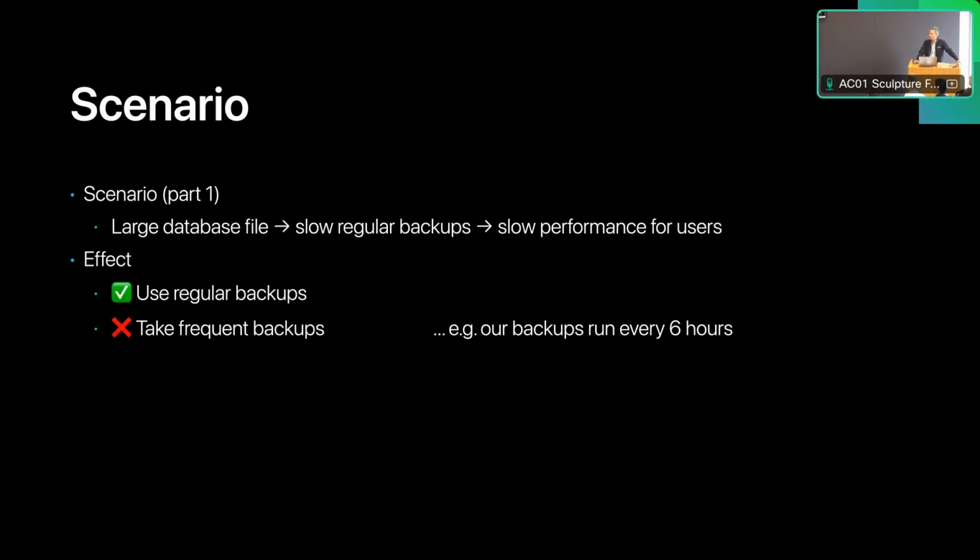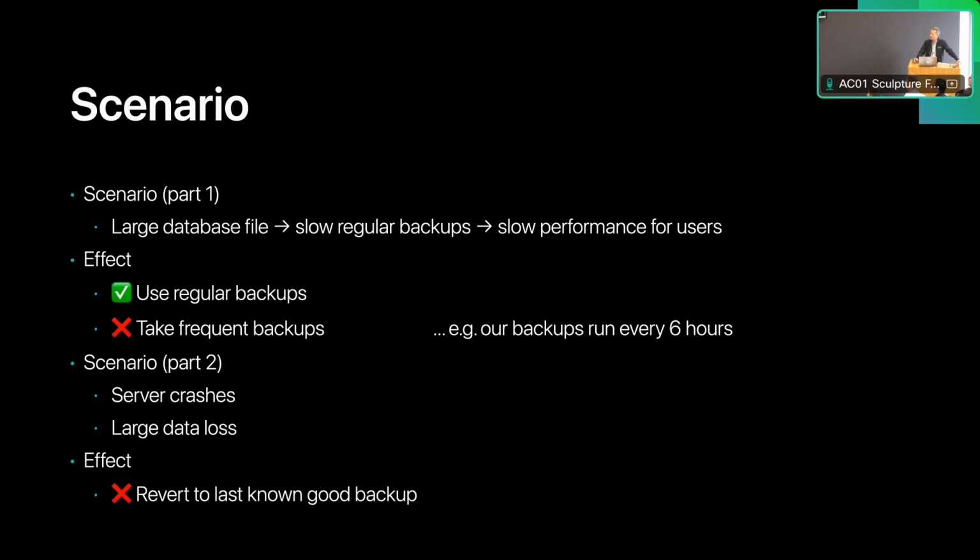And in our example, we're only running backups every 6 hours, let's say. So now let's say that we're facing a server crash, and we're faced with the possibility of incurring a large data loss, up to 6 hours' worth. That's very painful for the business. And so the decision is made to roll with the potentially corrupted database file instead of reverting to the last known good backup. So we're not following that practice.